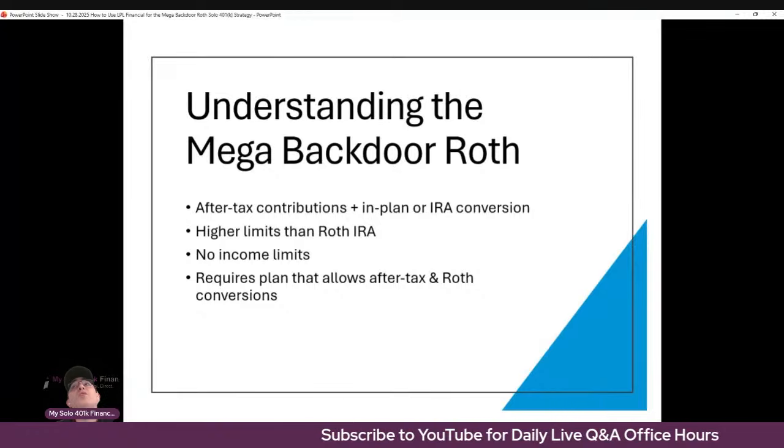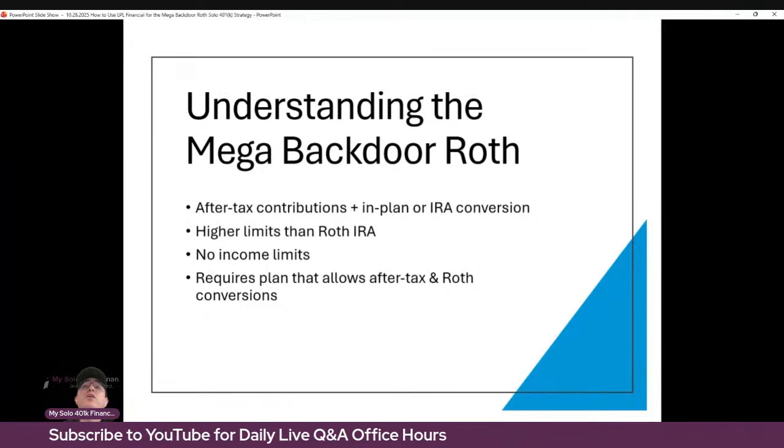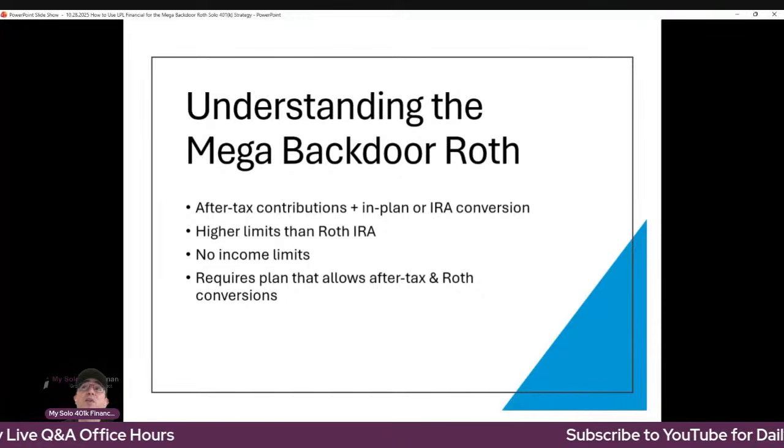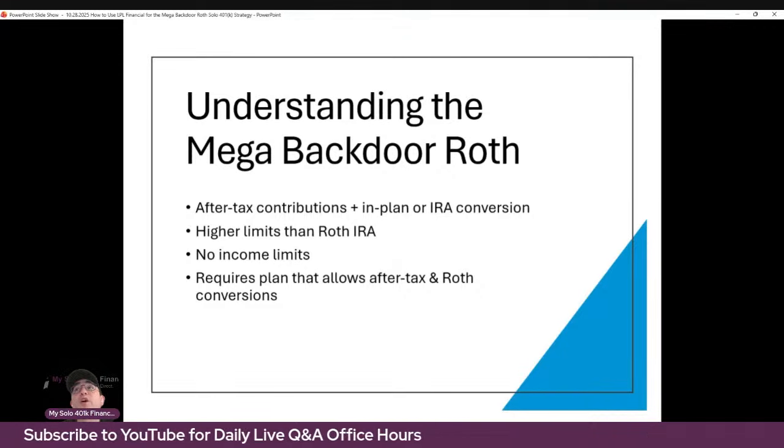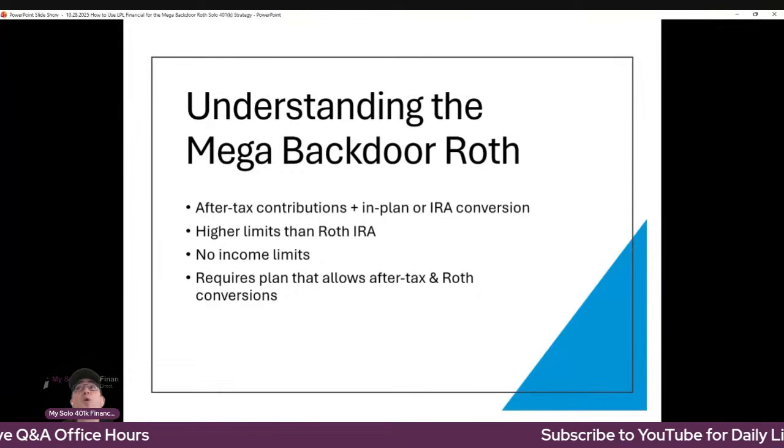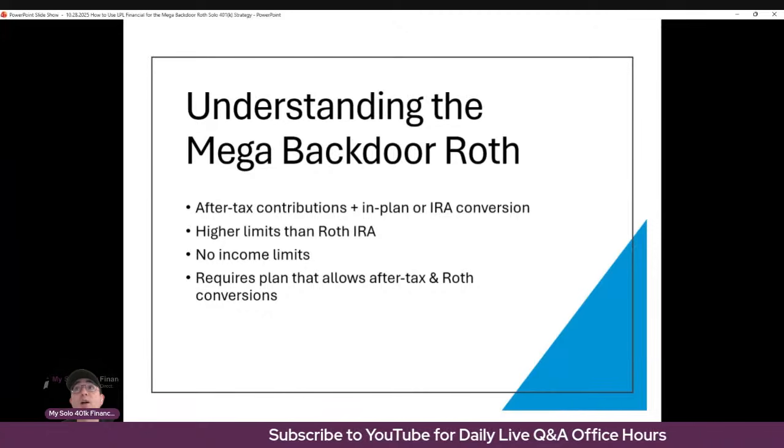So what is a Mega Backdoor Roth Solo 401k contribution? Well, it's really two components. You first make a voluntary after-tax contribution, step one, and then step two, you transfer those voluntary after-tax solo 401k funds either to a Roth solo 401k or out of the plan to a Roth IRA. So it's a two-step process.